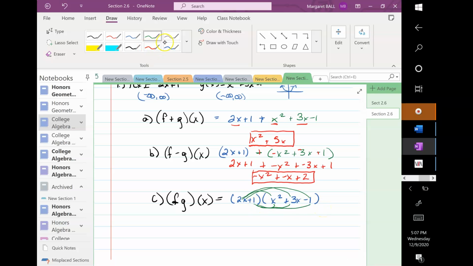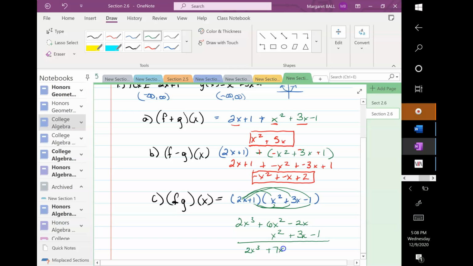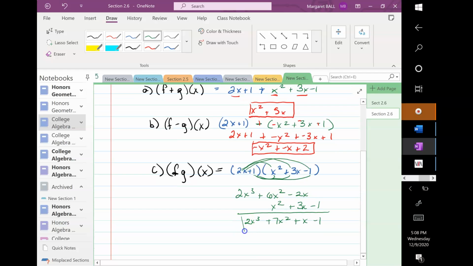So you're just multiplying here. 2x times x squared, that's 2x cubed. 2x times 3x, that's 6x squared. 2x times negative 1 is negative 2x. Now from the submarine, 1 times x squared is x squared, so you just line up your like terms. 1 times 3x is 3x. And 1 times negative 1 is negative 1. And then you add your like terms. So you get 2x cubed plus 7x squared plus x minus 1. And then you're done with that.